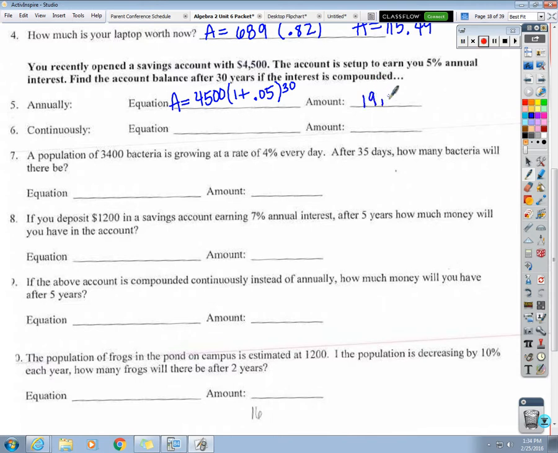Right, $19,448.74. Okay, look at the next one.